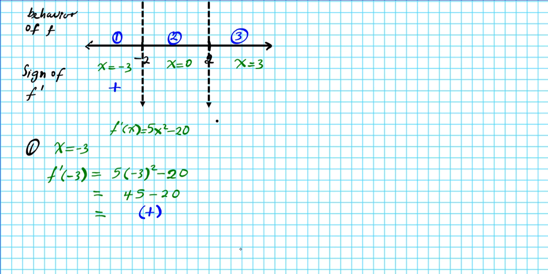Okay, what do we do next? We go to interval 2. In interval 2, we are going to use x equals 0 to determine the sign of f prime. So we're looking at f prime of 0, which is 5 times 0 squared minus 20. Simplify that: 0 squared is 0, times 5 is 0, minus 20. The end result is a negative number. Remember, all we care about is the sign. So we have negative there.